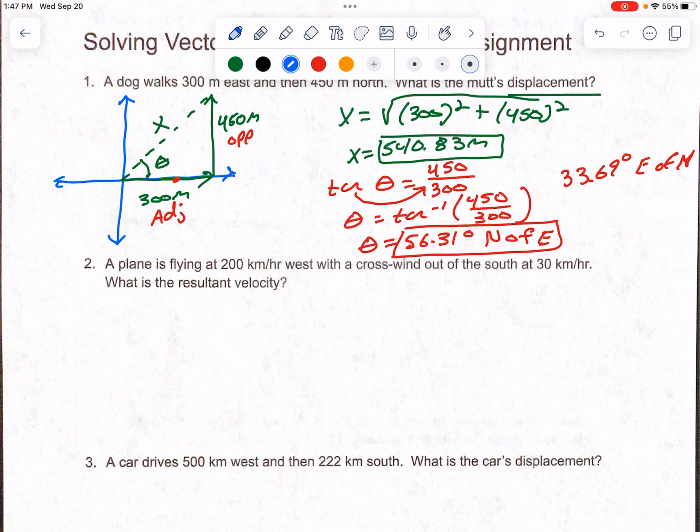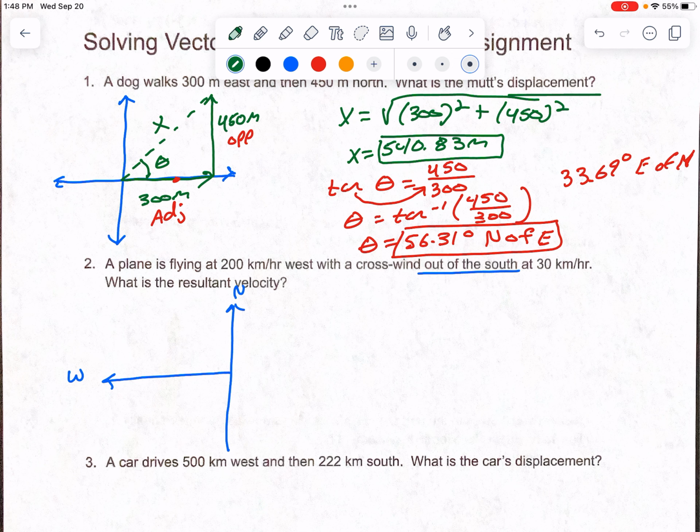Number 2, a plane flying 200 kilometers an hour west with a crosswind out of the south. What that means is we're not going to try to give you this on a quiz or a test. I've seen some confusion on that. If the wind is coming out of the south, that means it's blowing north. So let's go ahead and draw my directions. Got north, west. That's pretty much all we need.